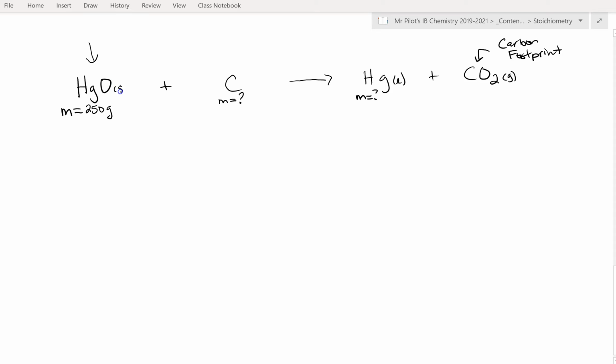So the mercury oxide is a solid as well as the carbon, and so we're going to get right to work. First thing we need to do is balance this equation. So we can see over here that we have 2 oxygen atoms right here, and on the other side we only have 1, so we're going to need to do a little bit of balancing.